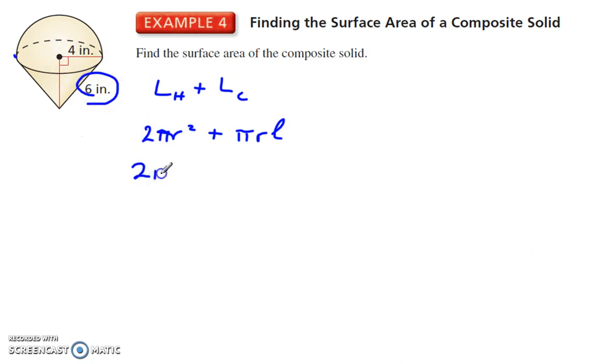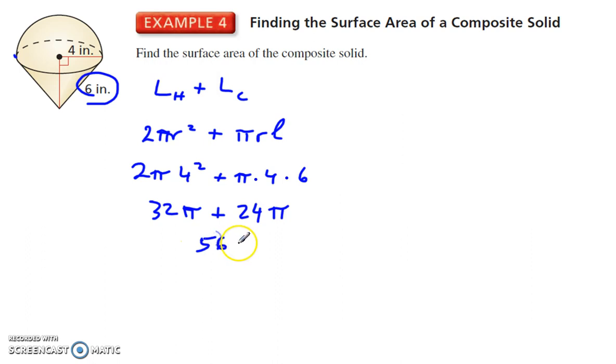So it's 2 pi times 4 squared plus pi times 4 times 6. And then we add those together, multiply, we get 32, 16 times 2 is 32 pi, plus 4 times 6 is 24 pi, and that gives us 56 pi, or approximately 175.93, and that is in inches squared.